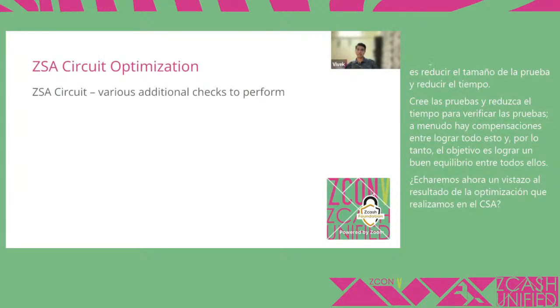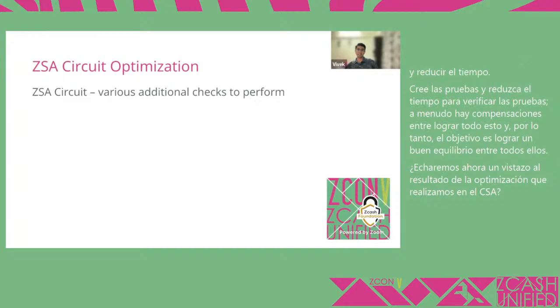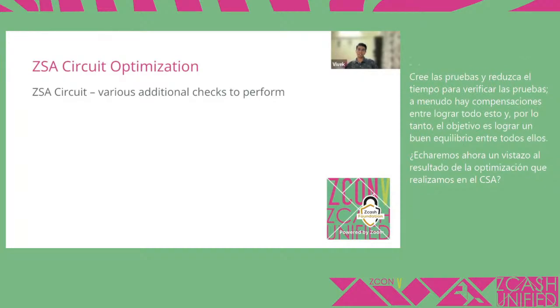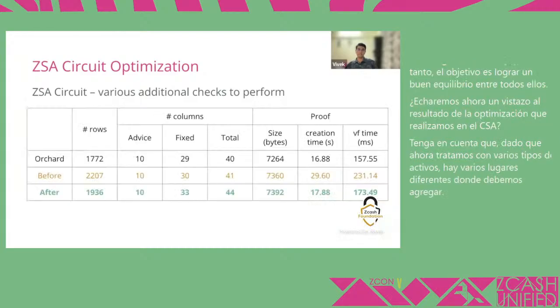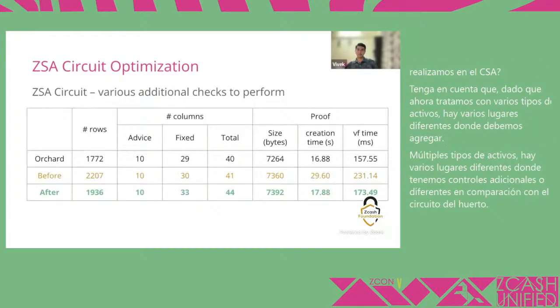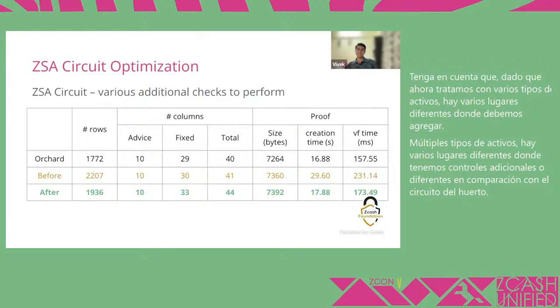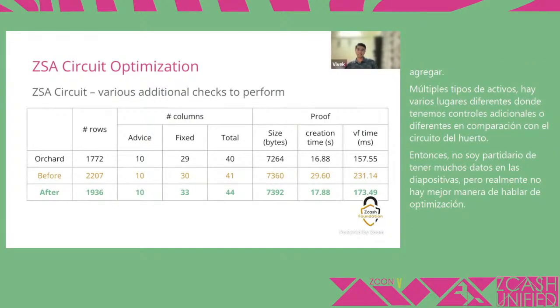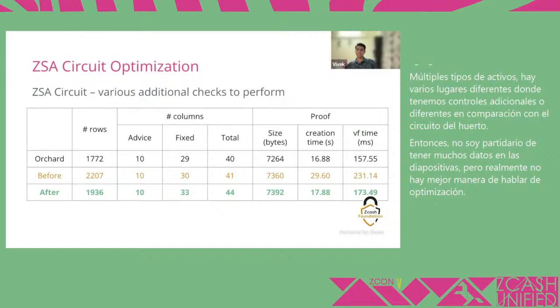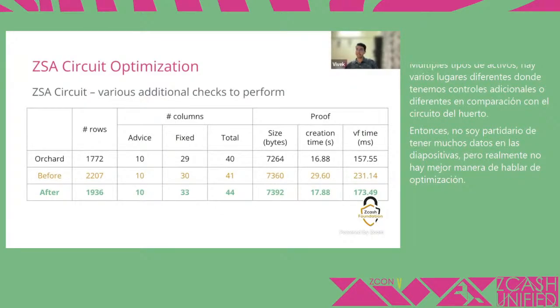Note that since we now deal with multiple types of assets, there are various different places where we have additional or different checks as compared to the Orchard circuit. So I'm not a fan of having a lot of data on slides, but there really is no better way to talk about optimization, is there? So I won't ask you to really look at the numbers, and I'll try and give a gist of what to look at in this table.